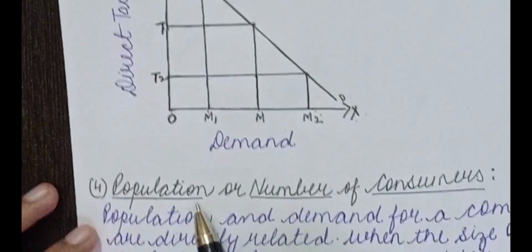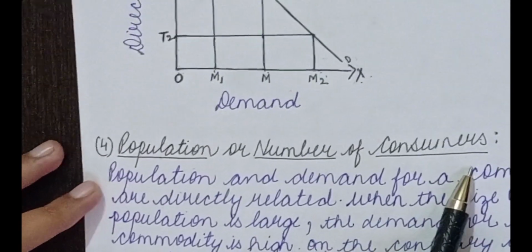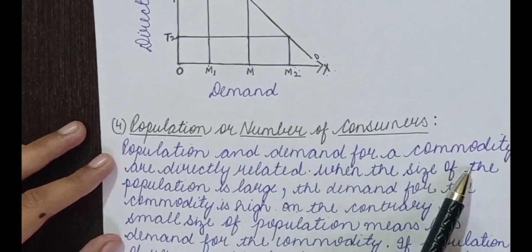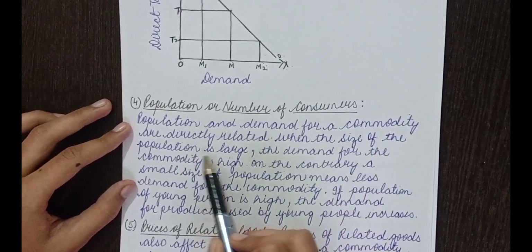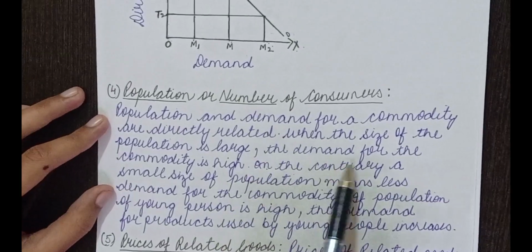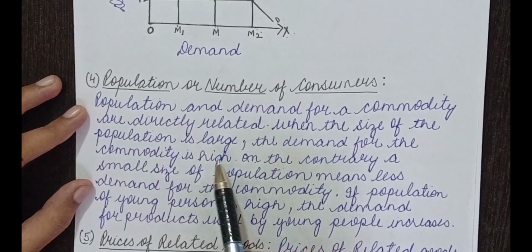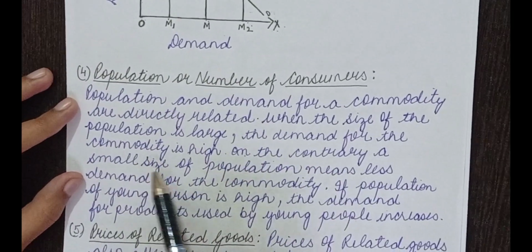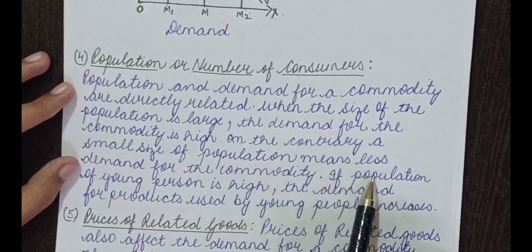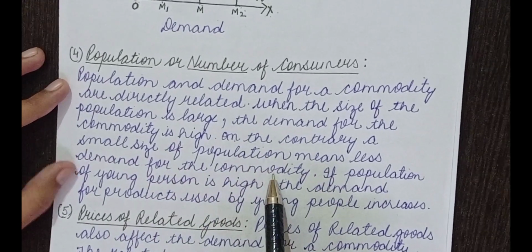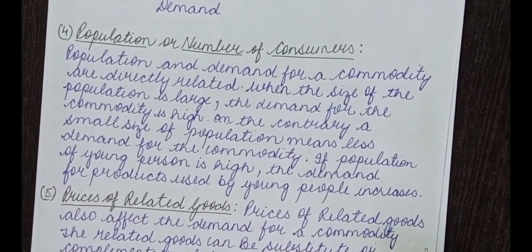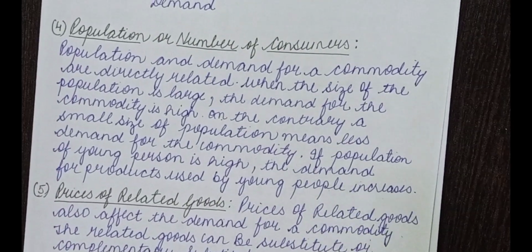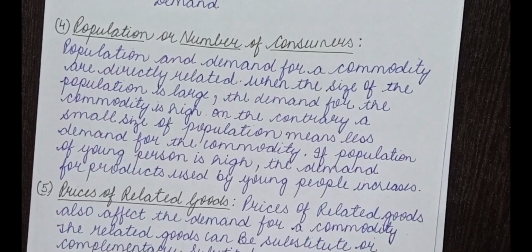Fourth, population or number of consumers. Population and demand for a commodity are directly related. When the size of the population is large, demand for a commodity is high. On the contrary, small size of population means less demand for the commodity. If the population of young persons is high, demand for products used by young people increases.